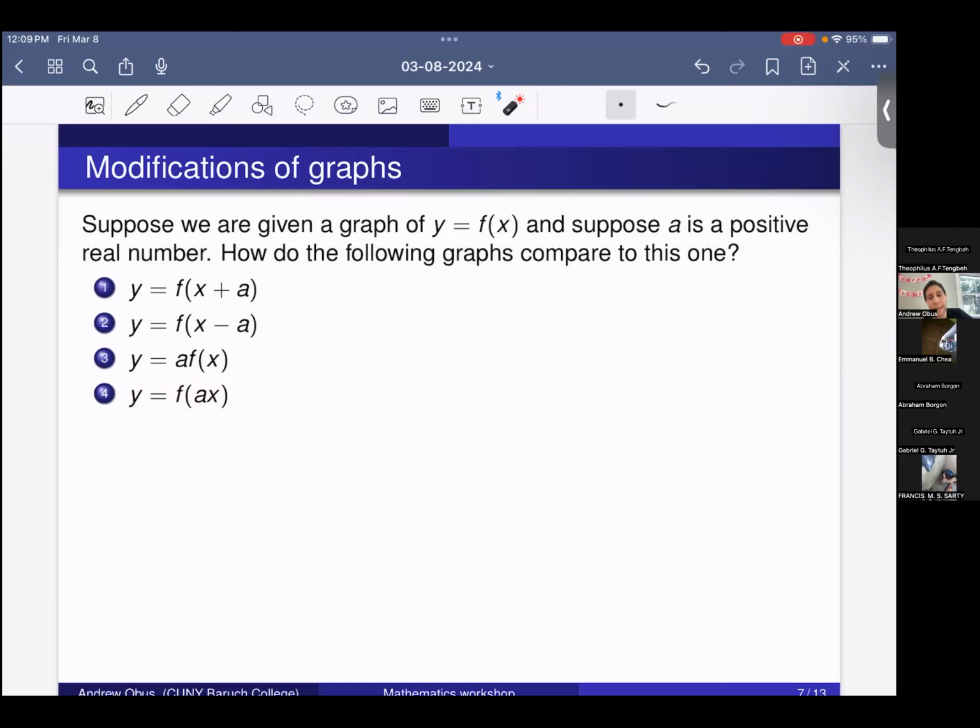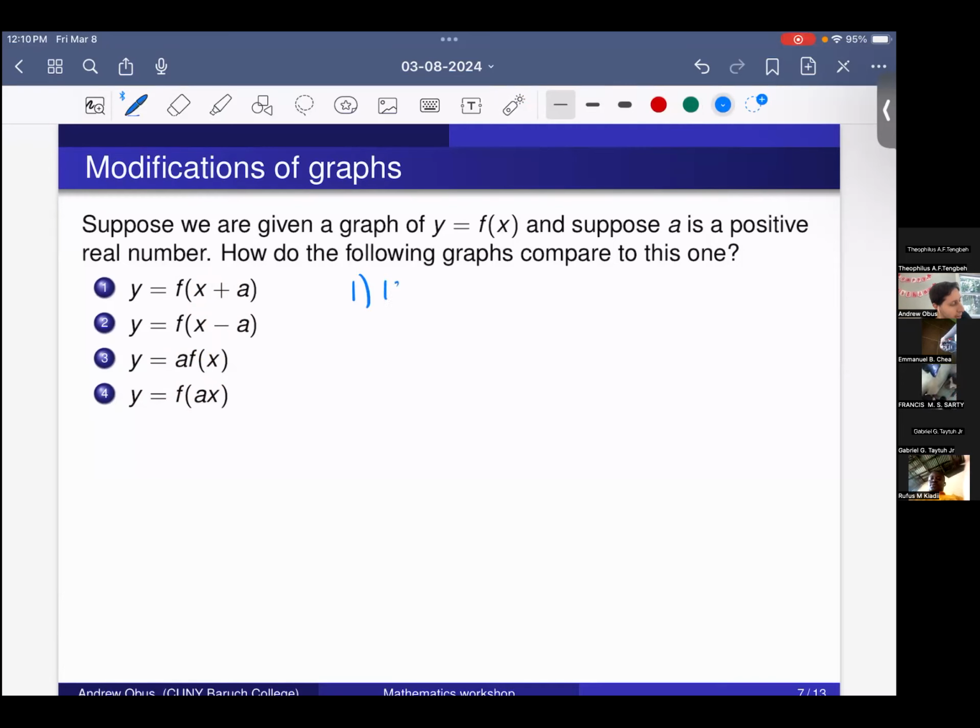Okay, so if you think of f of x as like sine x, this would be like sine of x plus pi, or sine of x minus pi, or 3 times sine x, or sine of 2x, right? Depending on what your a is, right? So we have these four different modifications. Let's start with number 1.